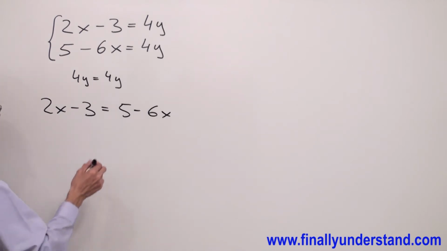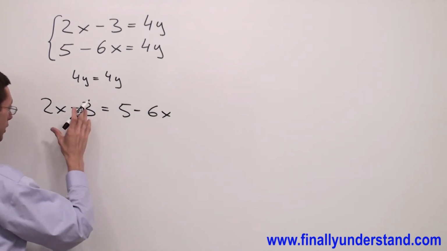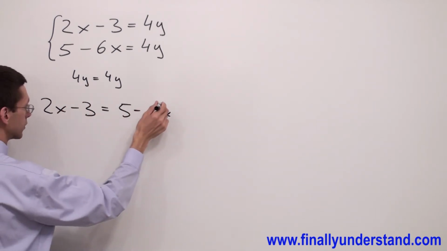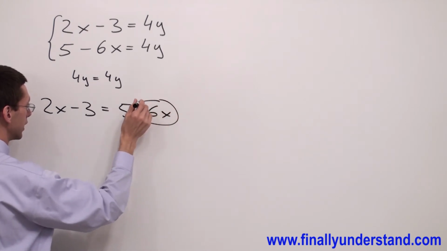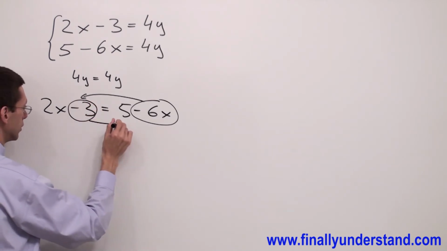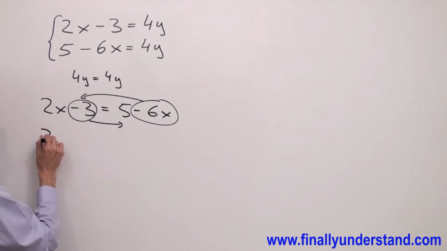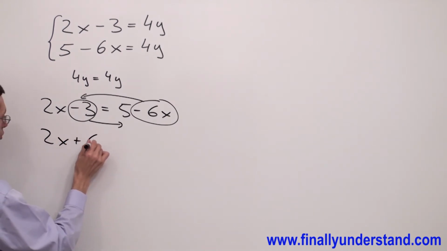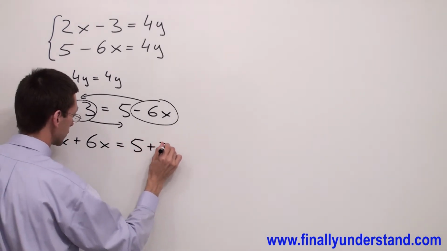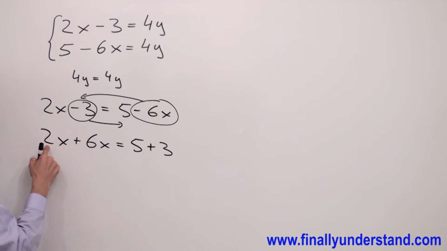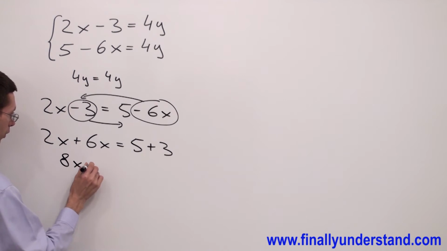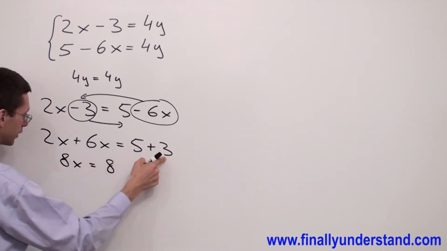What I'm supposed to do? I have to collect all x's on the left side and every digit without x on the right side. So I'm going to take this negative 6x and move to the left side, and negative 3 I'll move to the right side. And I have 2x plus 6x is equal 5 plus 3. Combine the like terms. We have 2x plus 6x is equal 8x equals 8. 5 plus 3 is equal 8.